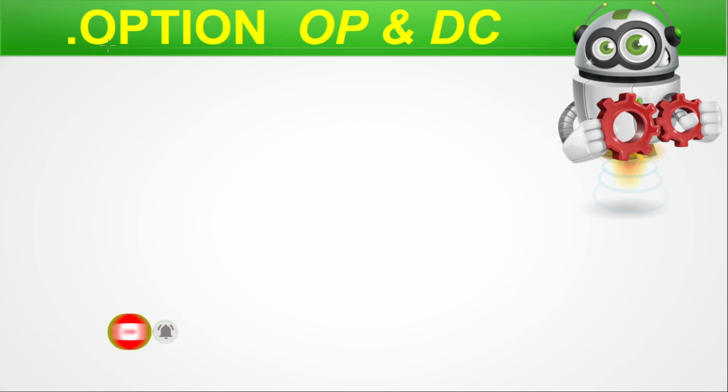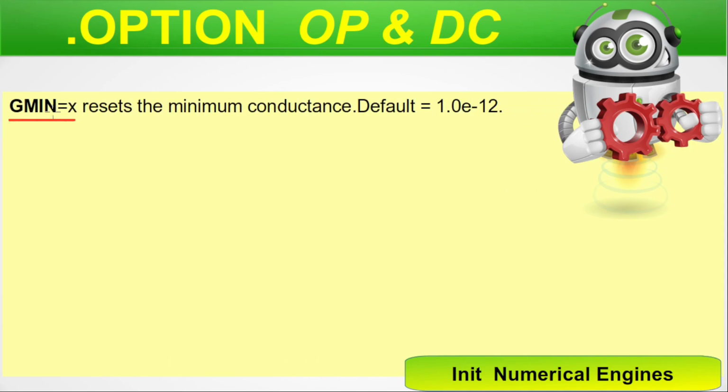Now in this slide, we will talk about the options for OP and DC. OP is the operating point, similar to the Q point of a BJT. I am just giving a similarity; it's not the actual thing that we are going to face here. And DC means the basic DC operation of a circuit on which we may superimpose AC, pulse train, or any kind of transient operation. Let us see the commands. The purpose is to impact the numerical engines with the initial values. GMIN equal to X resets the minimum conductance; the default is this value. Conductance we know from our knowledge, right?